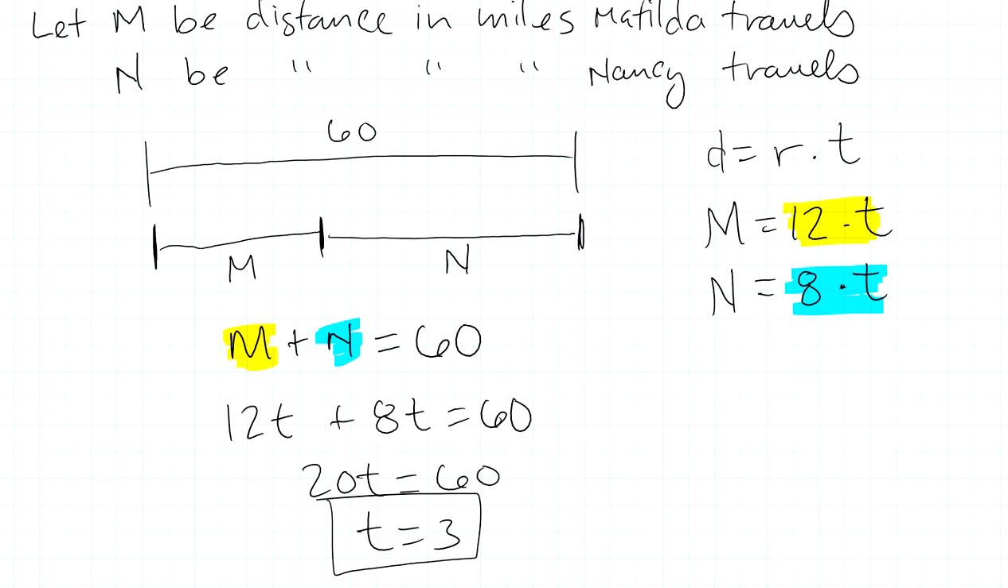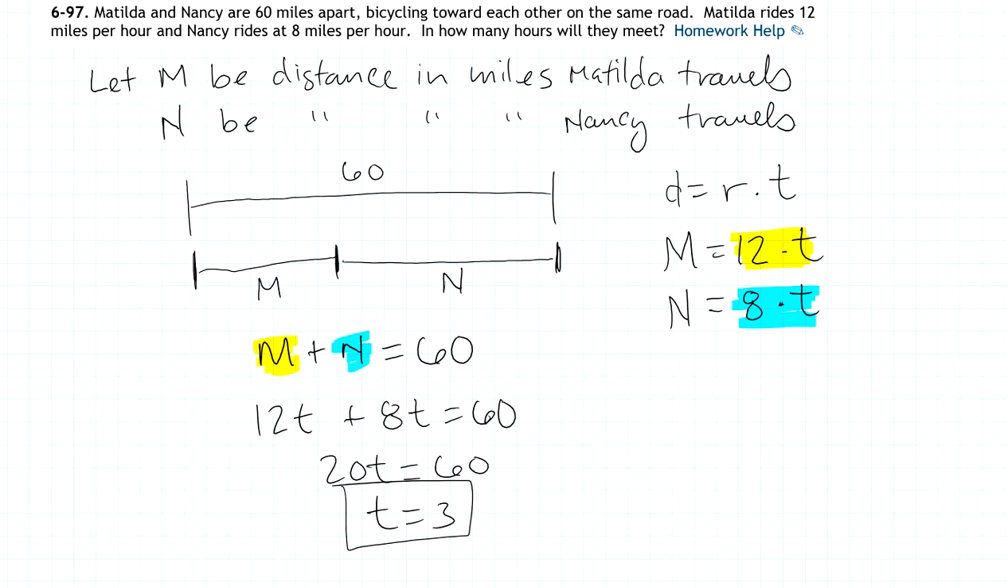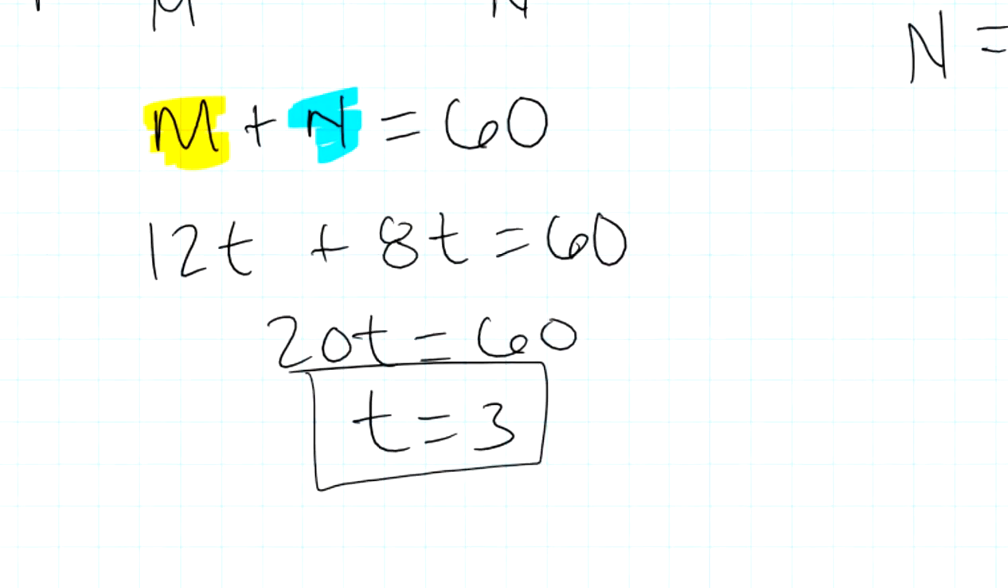And I can also answer questions like, how far did Matilda travel and how far did Nancy travel? So I take 12 times 3, that's 36. So I know that Matilda traveled 36 of the miles, and then 3 times 8 is, what is 3 times 8? That's 24. Nancy traveled 24. So this diagram was not drawn to scale, but when I do add those up, I do get 60. So they're going to meet each other in 3 hours, and I hope it's lunchtime.